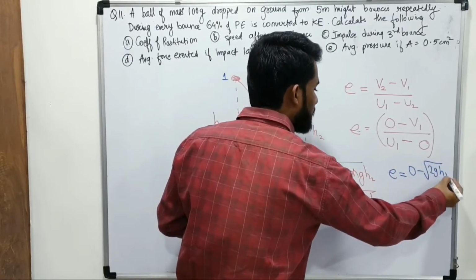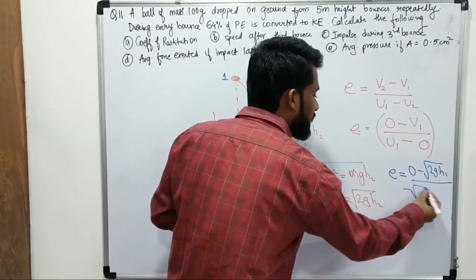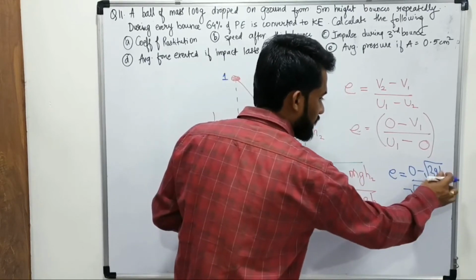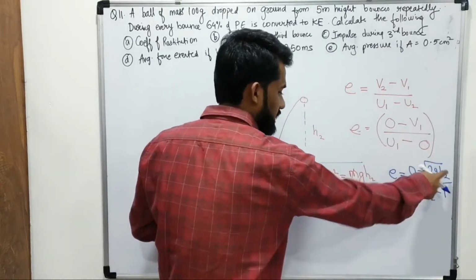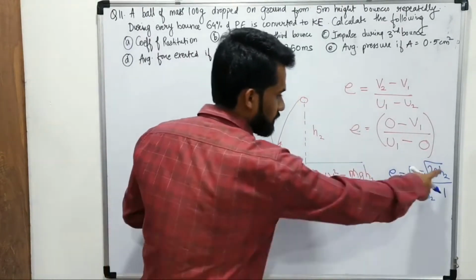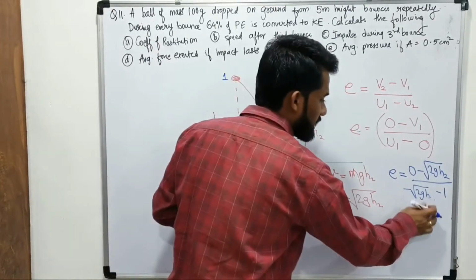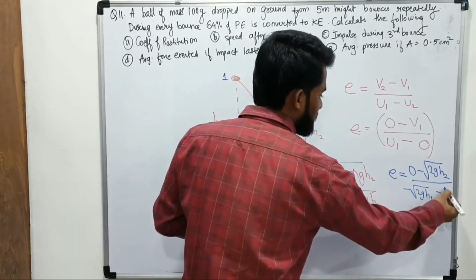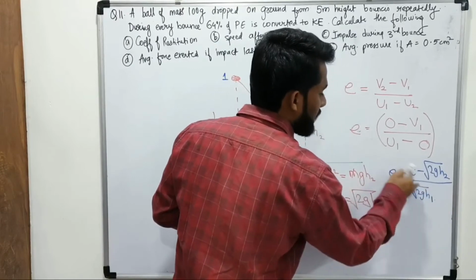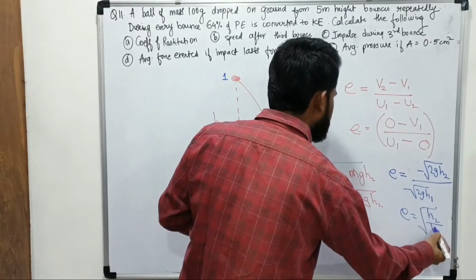Under root 2gh1 divided by u1. Since it is a downward vector, I will treat it as negative, under root 2g h2 minus 1. Sorry, here it should be h2, because v1 is the velocity of the first object after collision, and this is the velocity of the first object before collision. So in the denominator there will be h1 minus, this is 0, right? So solving this, the 0 will straight away go, the minus signs will cancel, and the value of e you will get is under root h2 by h1.